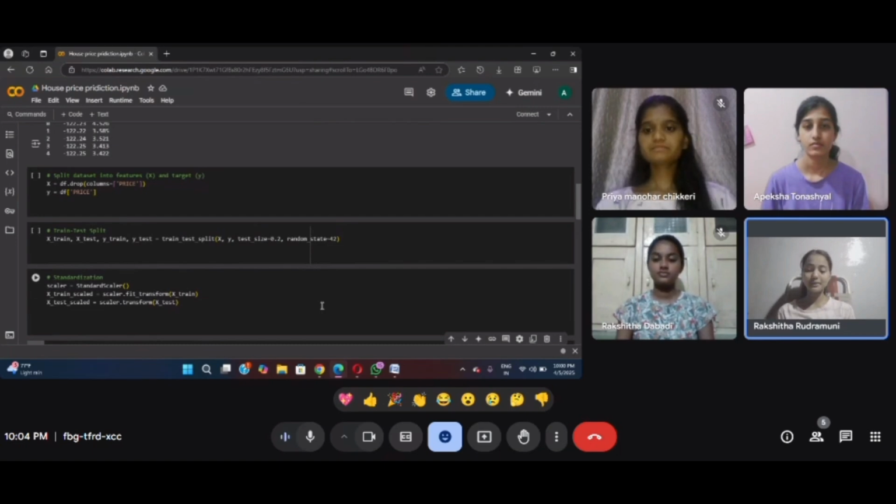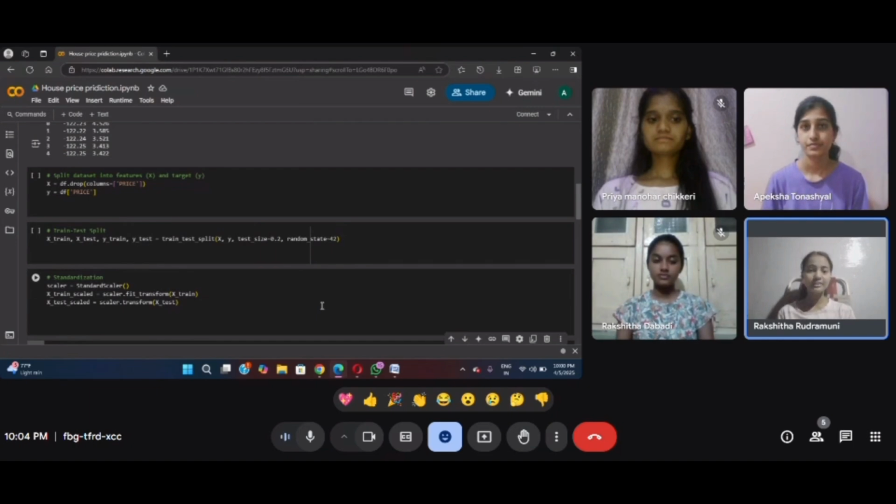I am here to explain about train test split. The data is divided into a training set of 80% and a testing set of 20%. Using the train test split function, the model will learn from the training set and be evaluated on the testing set. Now, an explanation of standardization, or feature scaling.